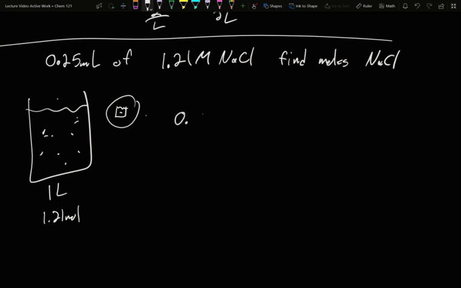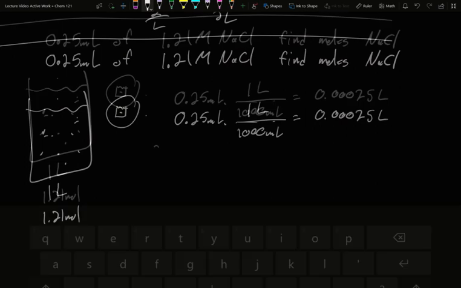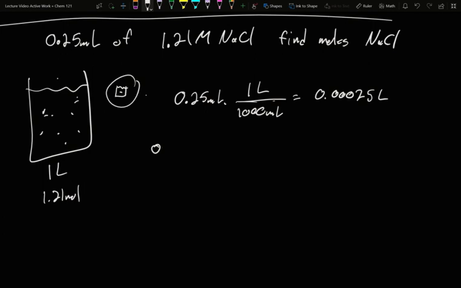Well, I need to get out of milliliters. Remember, molarity is in liters. I need to convert some units. So 0.25 milliliters, and there is 1,000 milliliters in every 1 liter. This is going to give me my liters, 0.00025 liters. That's a very small volume, but it's a quarter of a milliliter. It should be small. So I have my volume, 0.00025 liters, and I know that in every 1 liter of my solution, there's supposed to be 1.21 moles.